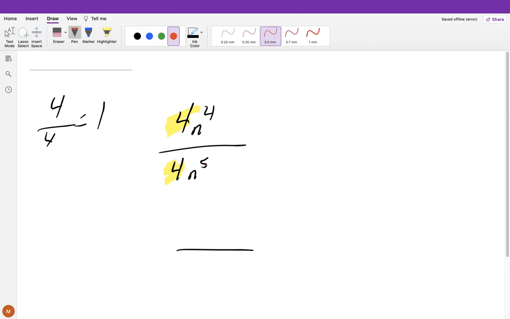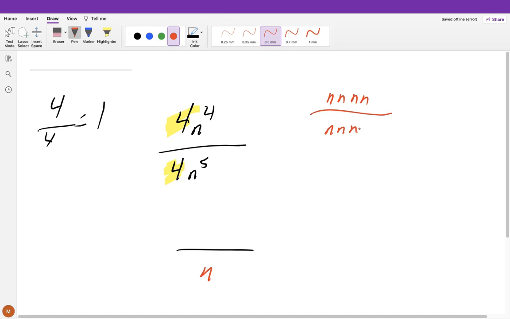I look and see, okay, well, I have more n's in my denominator, so I know that n is going to end up there. If I were to expand this out, I have 4 n's in my numerator and 5 n's in my denominator. So when these cancel, I have 1 left in my denominator. I don't have to write a power of 1 because it's understood to be that. And since we know that 4 over 4 reduces to 1, and when we cancel these out, we said that n over n will also be equal to 1.